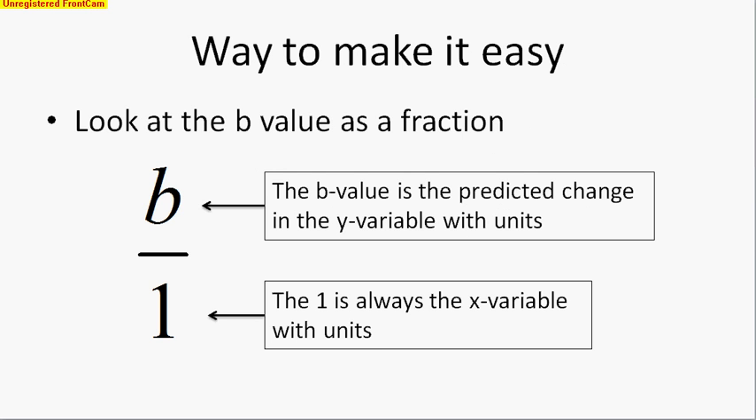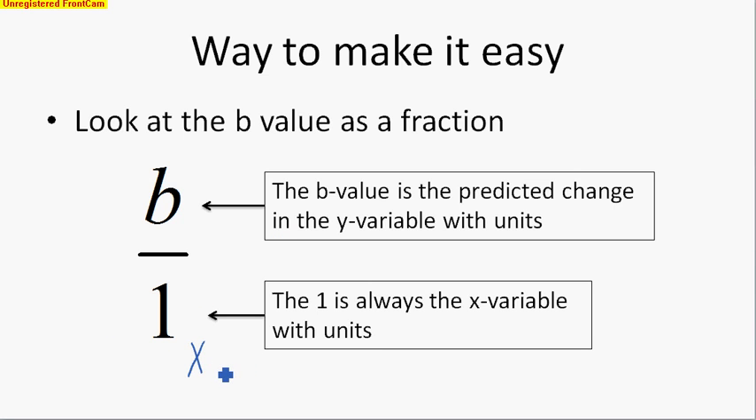All right, how to interpret slope is one thing that a lot of kids find a little bit tricky and they mess up on. So my recommendation is to interpret slope this way. The first thing to do is take your b value and write it as a fraction. So take that b value and put it over 1. Any number, even if it's a decimal, can be made into a fraction if you write it over top of 1. The 1 is always the x variable.